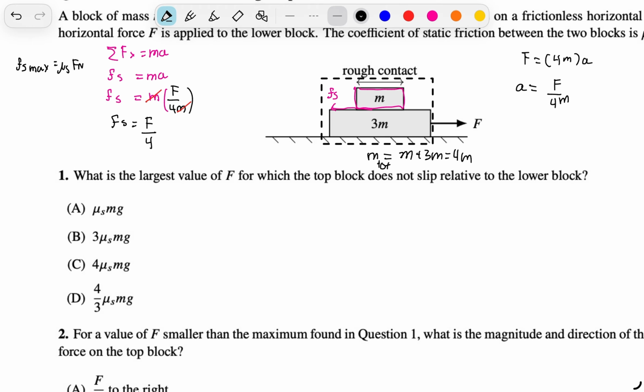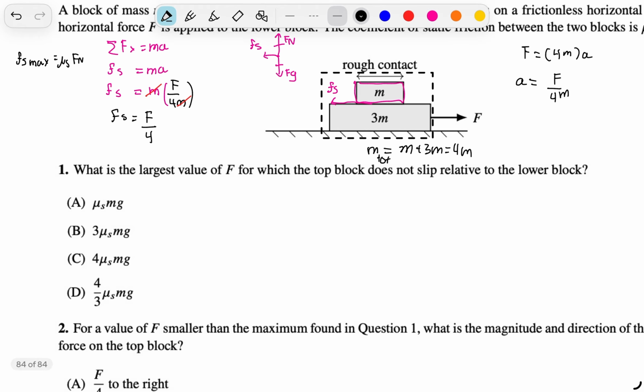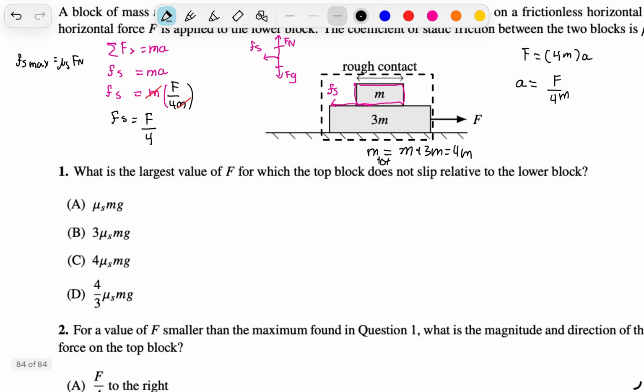And we know that for our top block, just drawing that FBD, we are going to have in the vertical direction normal and in the downward direction gravitational. In the horizontal, we have the Fs, but we have only two forces in the vertical direction. That's how we know that Fn is equal to Fg. So then you can just say mu s times mass times gravity.